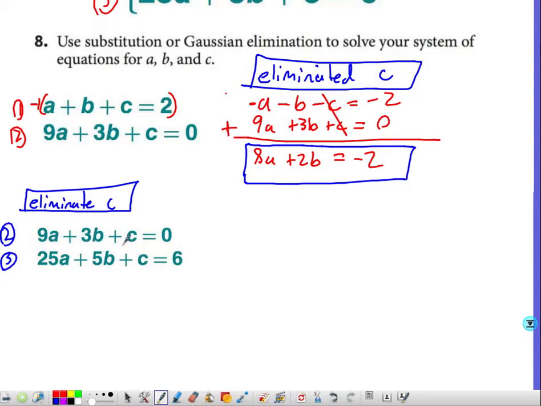Now this is going to be pretty simple because we just have to multiply one of them by -1 in order to eliminate c. So let's just multiply equation 2 by -1. What we get is -9a minus 3b minus c is equal to 0. We didn't do anything with equation 3, so we'll just go ahead and write everything the same.